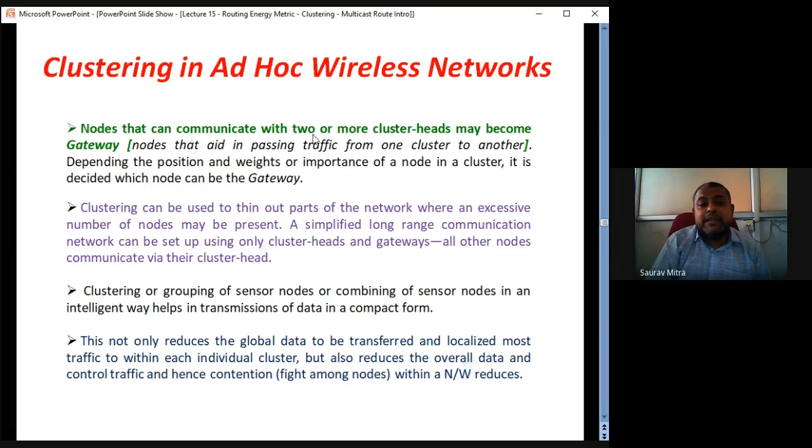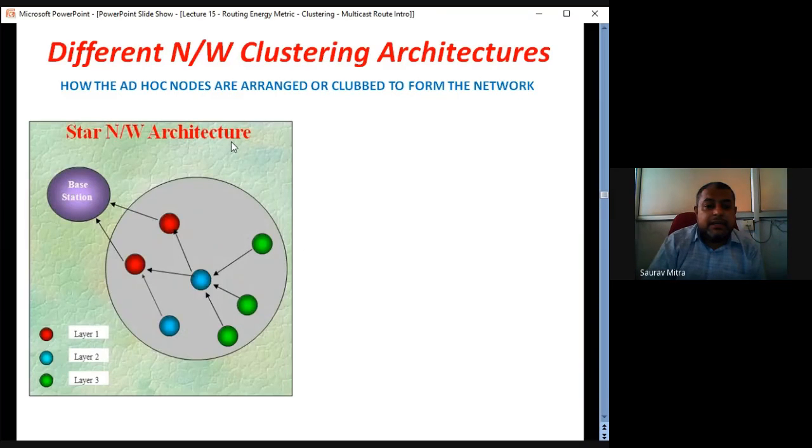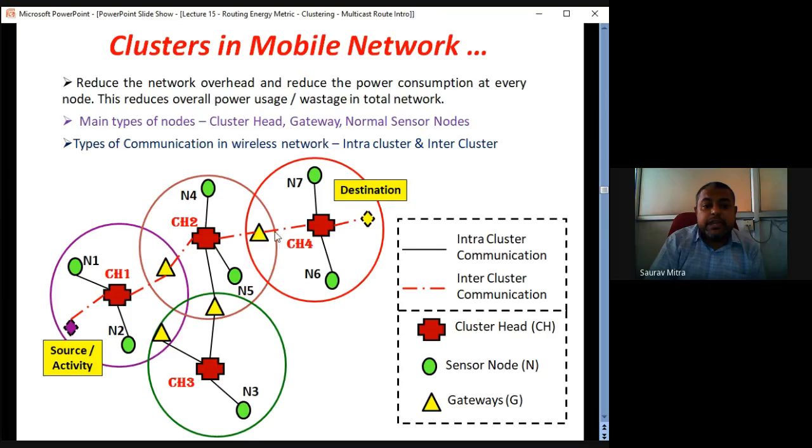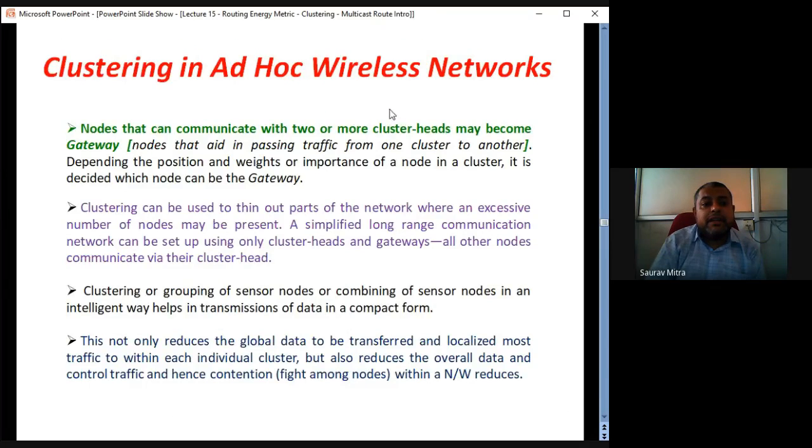It is said that nodes that can communicate with two or more cluster heads may become the gateway. Just now I showed you in the previous diagram, these yellow nodes which can talk between two clusters become the gateway. This is the important thing. Nodes that can communicate with two or more clusters become the gateway. Nodes that aid in passing traffic from one cluster to another are called gateways. Depending on the position, weights, and importance of the node in the cluster, the gateway is decided. So any node can be a gateway depending on its capability and whether it is positioned in a proper place or not.